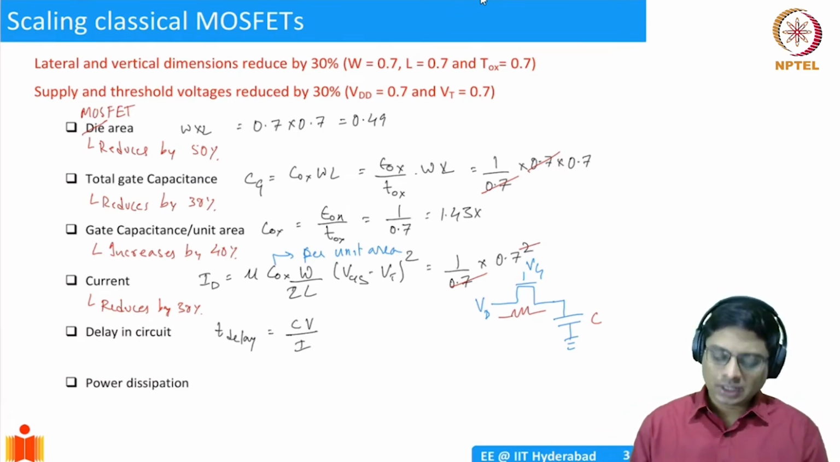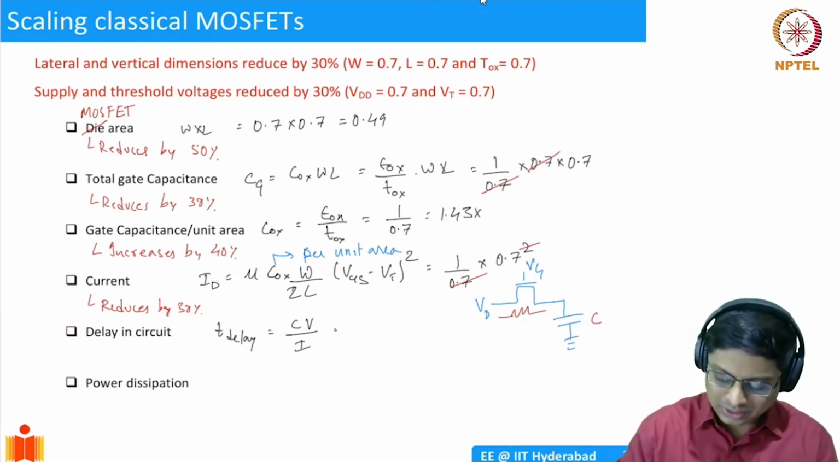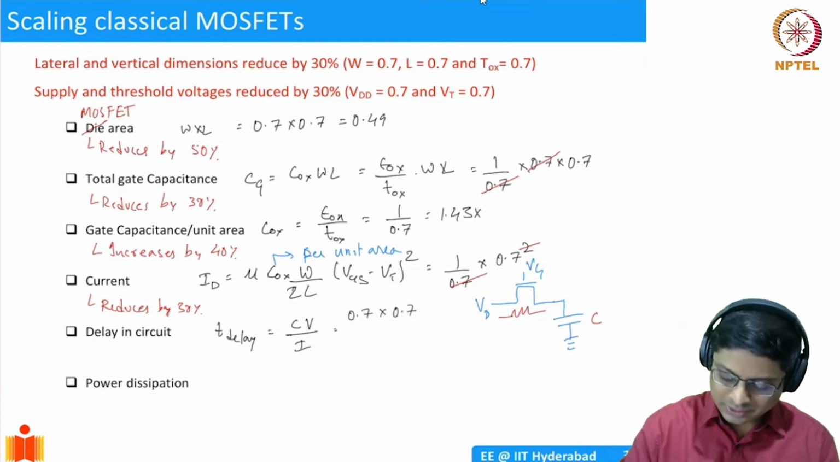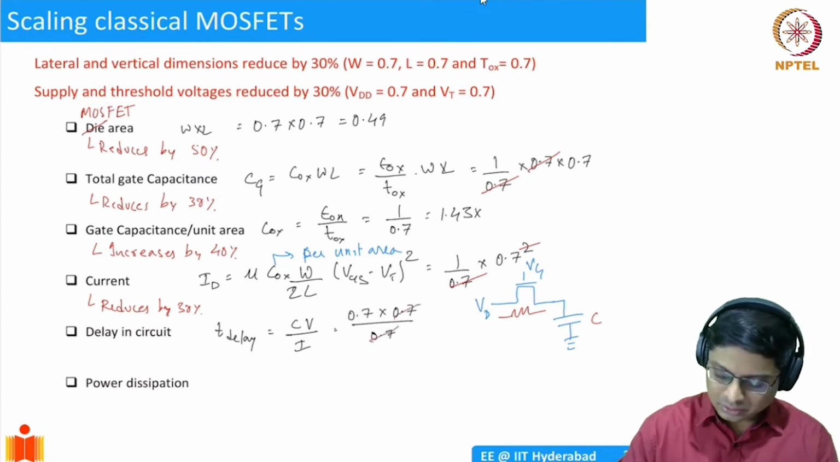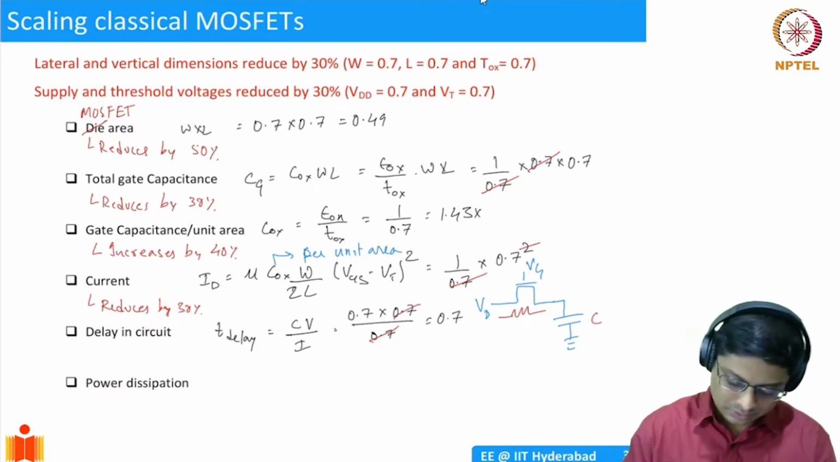And clearly, this capacitance is going to be the total capacitance of the oxide. So this will be 0.7 into voltage will be scaled by 0.7 divided by current will be scaled by 0.7. So roughly this will be equal to 0.7. So the time delay has reduced by 0.7.